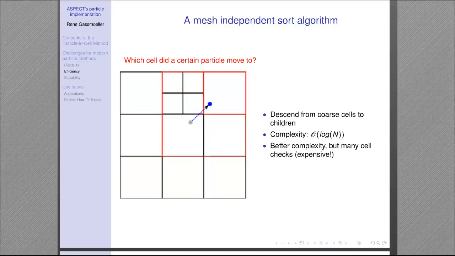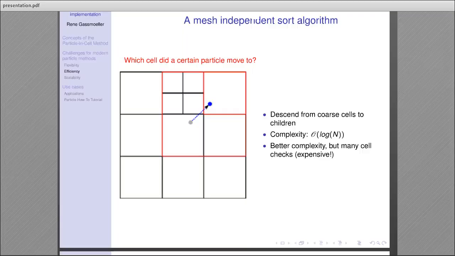How can we improve that? We know that our adaptive mesh is usually organized in a hierarchy. There is a set of coarse cells, and each coarse cell has children. And these children can have other children. And each set of children is smaller than the parent cell. So you could start by searching for the coarse cell that contains the particle, and then search all of its children, and so on, until you find a cell that has no children and contains the particle.